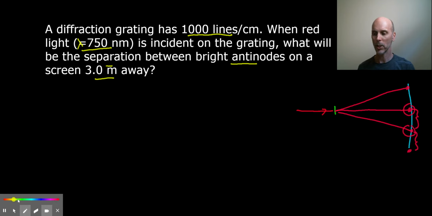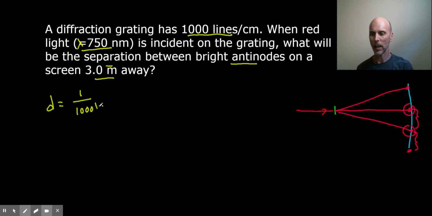So as we gather information, let's see what we have. We have this 1,000 lines per centimeter. Remember, that's not the d, that is not the distance between the sources on the diffraction grating, but it's related to it. It's 1 over that value. So if you take 1 over 1,000 lines per centimeter, we're going to end up with units of centimeters between lines once we invert that. So that's going to be 1.0 times 10 to the minus 3. Now that's in centimeters per line. So we might want to further change that.